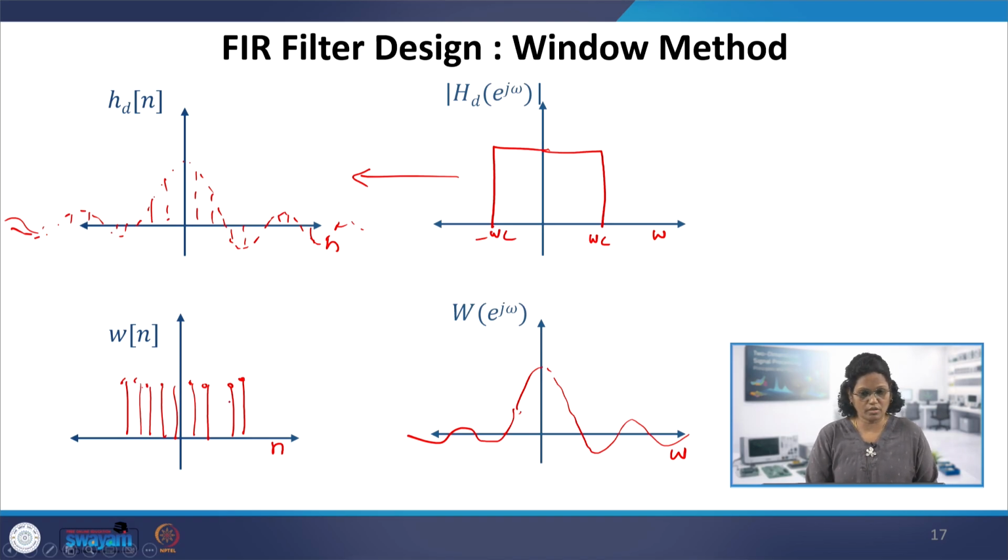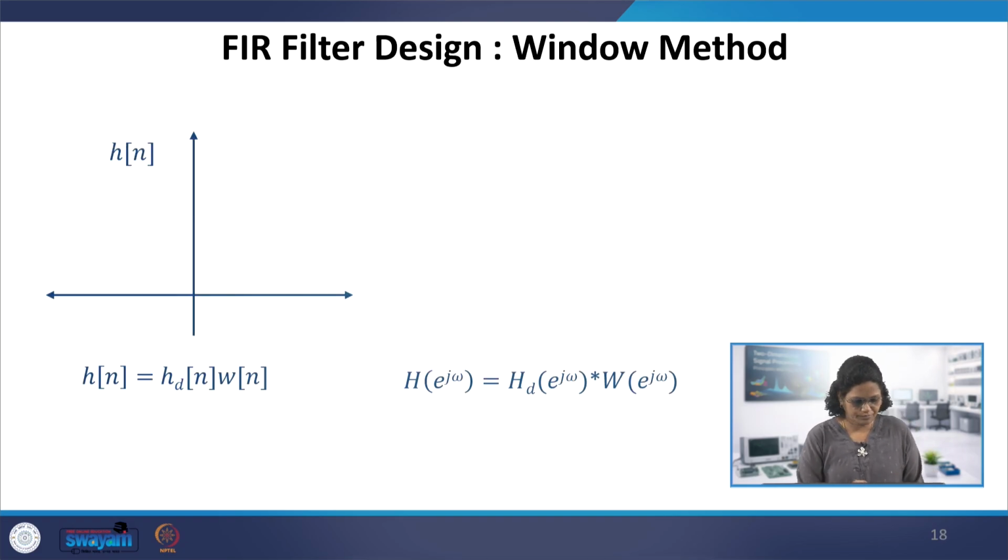So it depends on the main lobe width and the side lobe level. These have an impact on the filter transition band. So we can see the impact of choosing this window function on that transition width, and the main lobe width depends on the number of samples. Then in the next step, we multiply these two in the time domain and convolve them in the frequency domain to get the filter response.